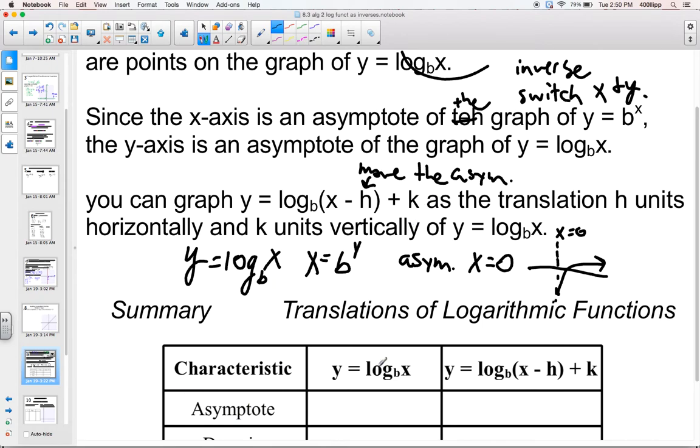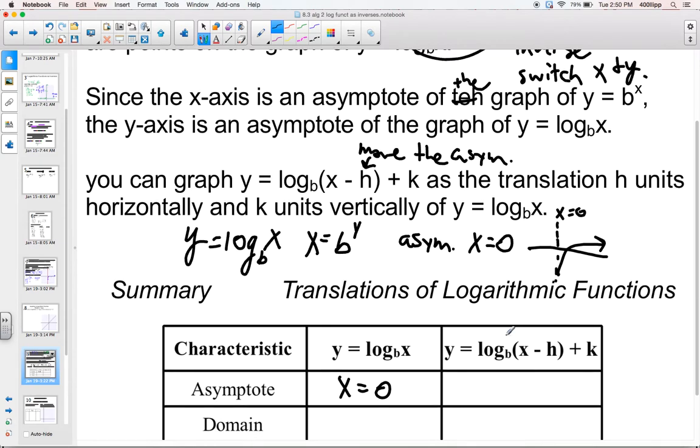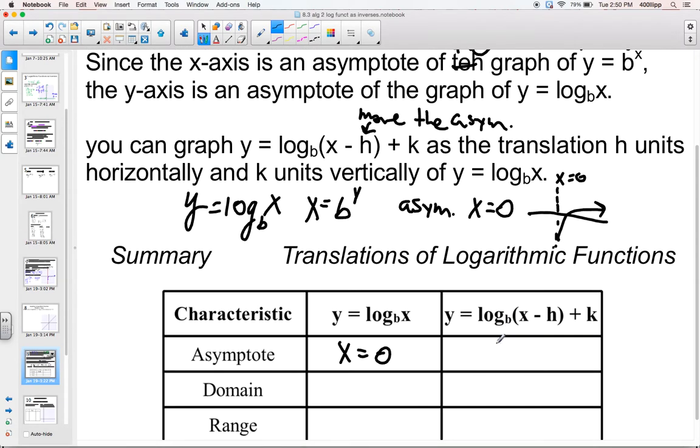So your asymptote for y equals log base b of x, which is the same as writing x equals b to the y, is going to be x equals 0. We just went over that. Okay, so now for this one here, we're going to take x minus h. This is going to be your asymptote now. So whatever x minus h equals 0 is.